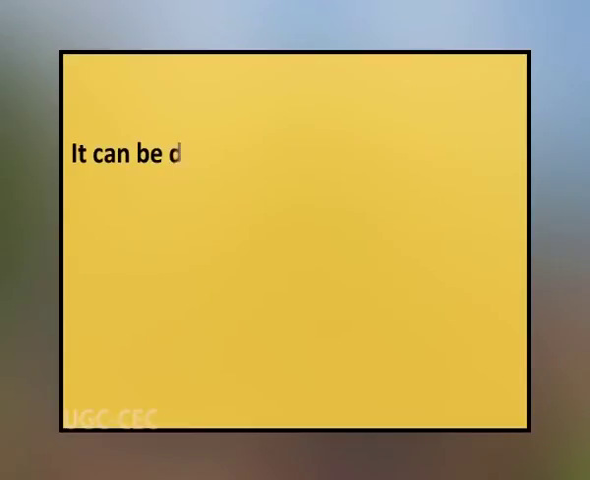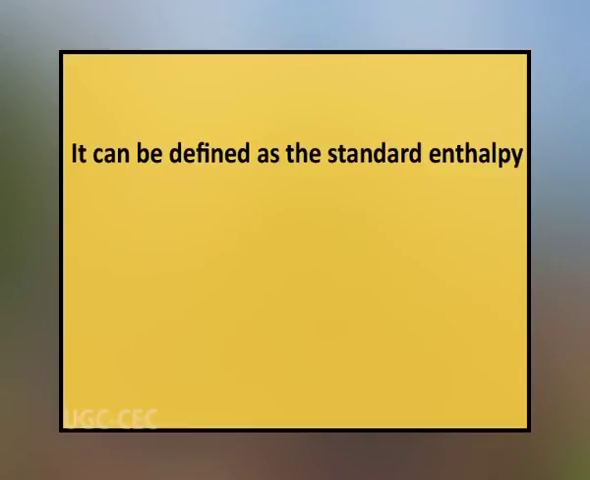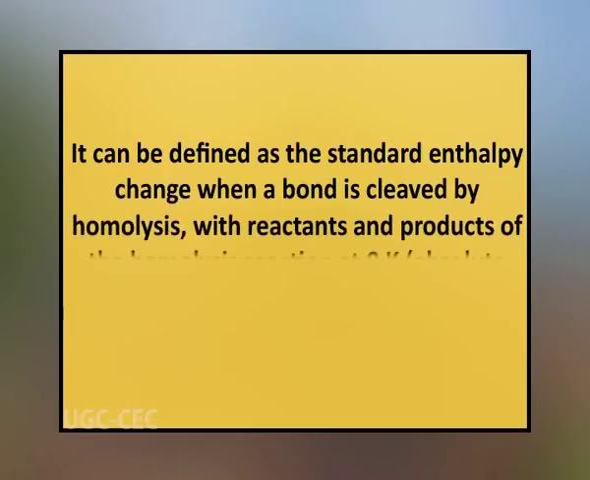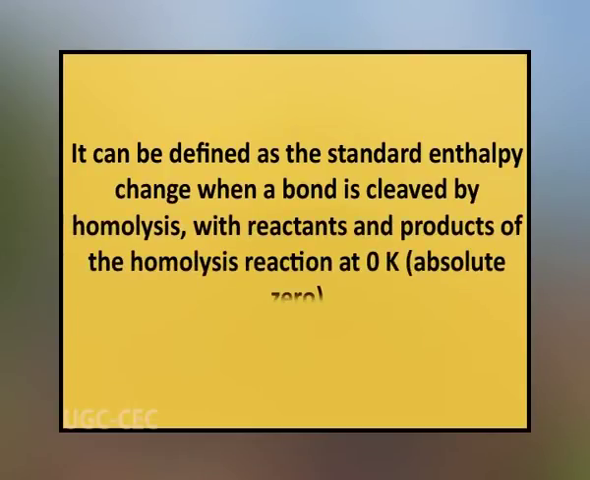In chemistry, bond dissociation energy is one measure of the strength of a chemical bond. It can be defined as the standard enthalpy change when a bond is cleaved by homolysis, with reactants and products of the homolysis reaction at 0 Kelvin, that is absolute zero. For instance, the bond dissociation energy for one of the C-H bonds in ethane is defined by the process.